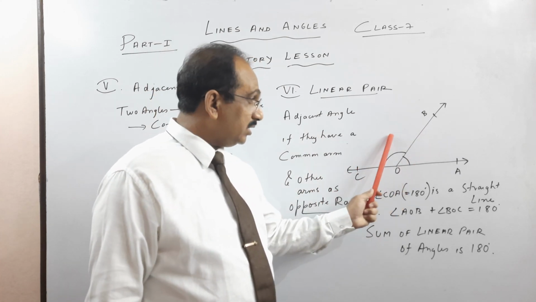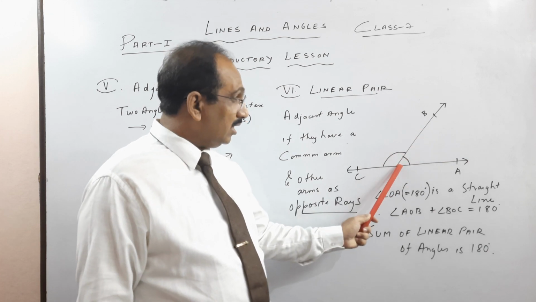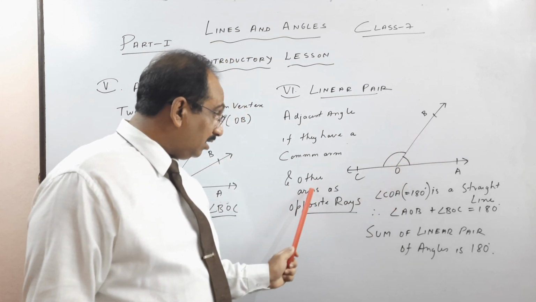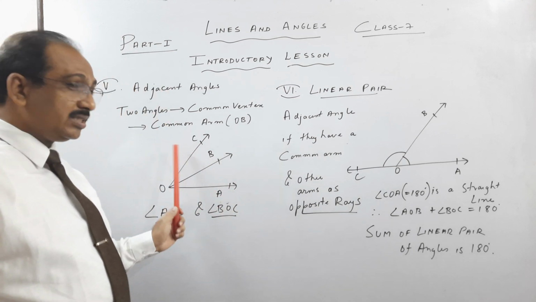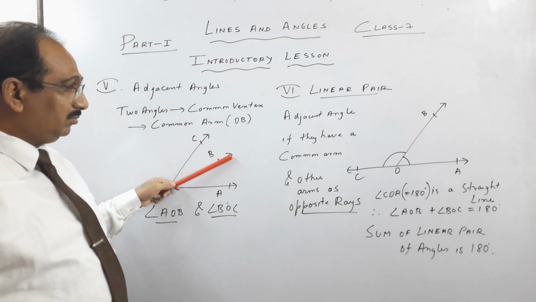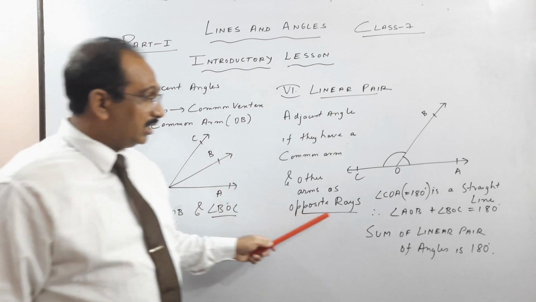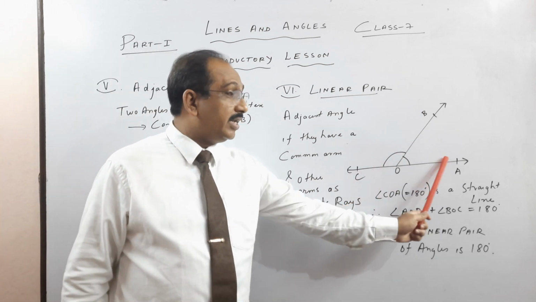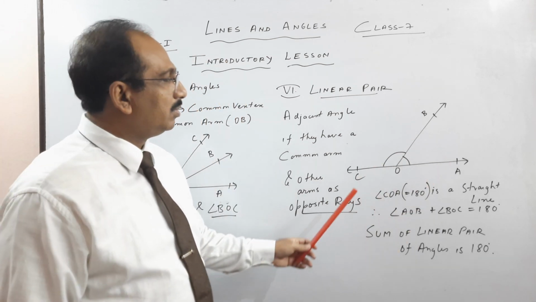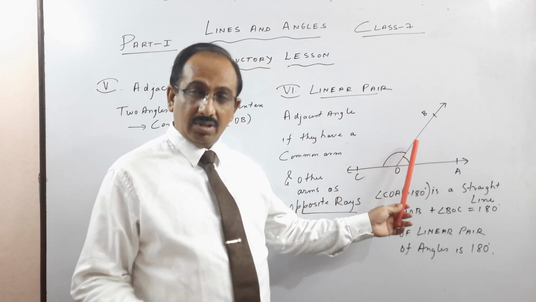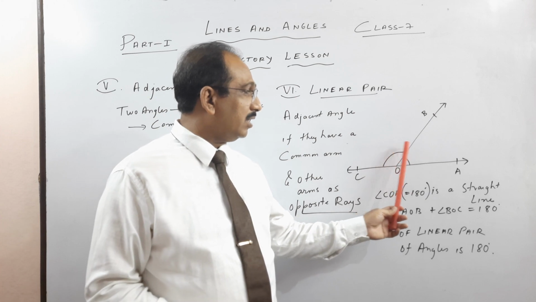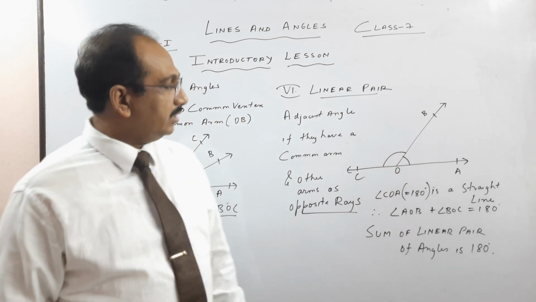They are adjacent to each other. They have a common vertex. They have a common arm. And the other arms are on the opposite sides of the common arm. They are opposite rays, which means they make 180 degrees. So remember, a linear pair is a pair of two angles that together make 180 degrees.